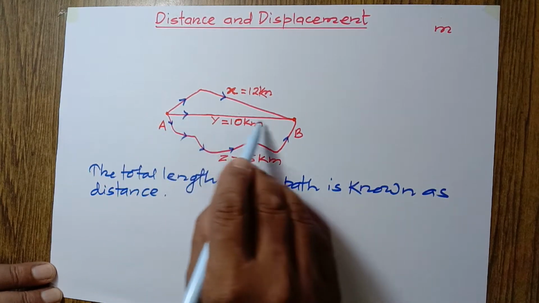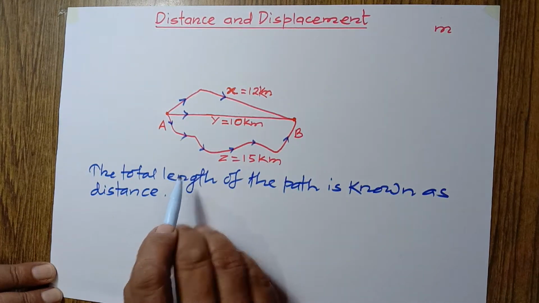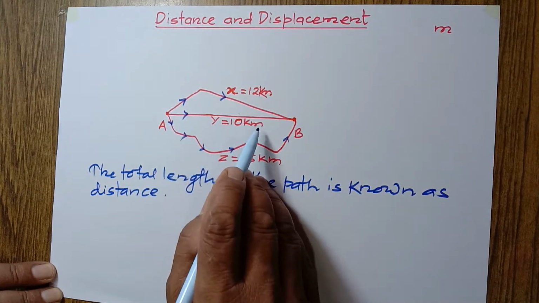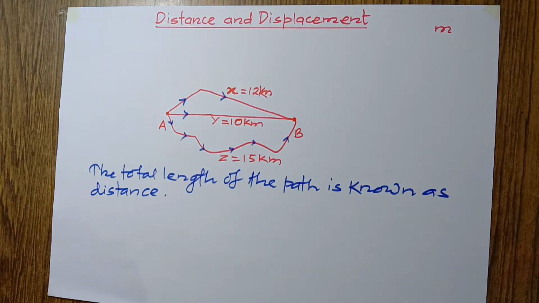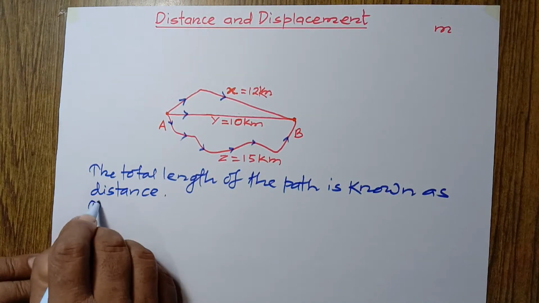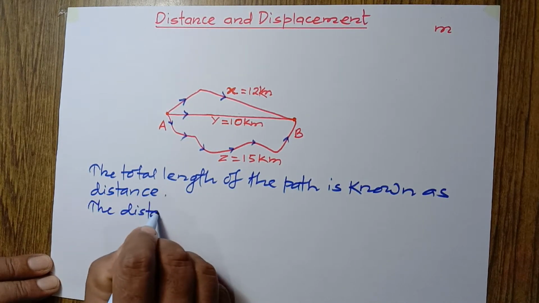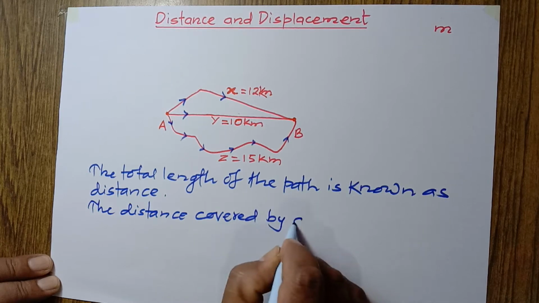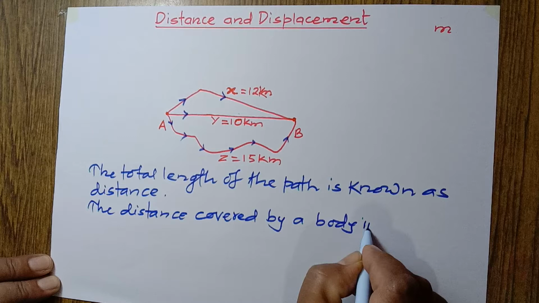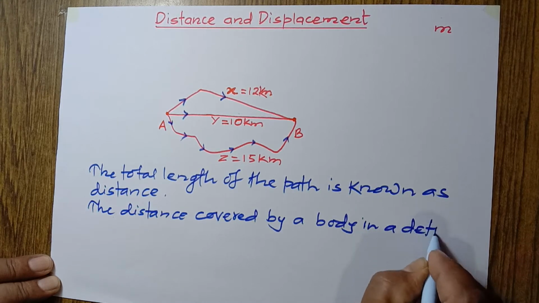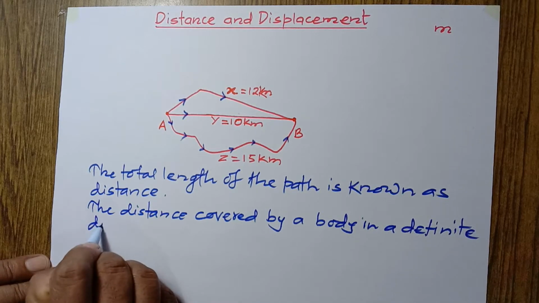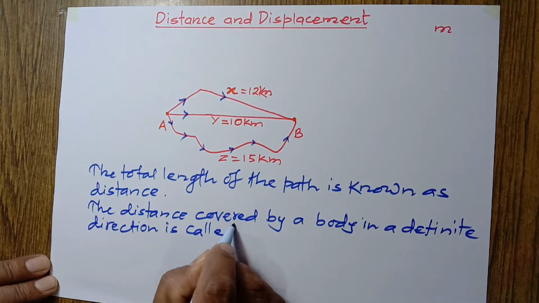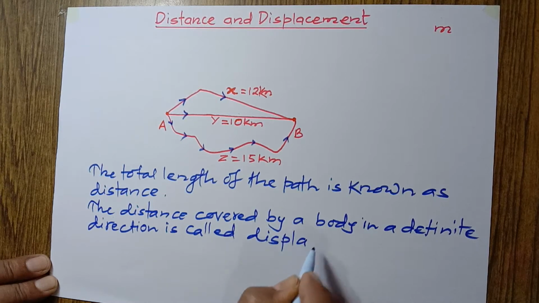And that's why this path is named as displacement. Displacement means what? The distance covered by a body in a definite direction. There is no change of direction. That's why we can say this is a definite direction. The distance covered by a body in a definite direction is called displacement.